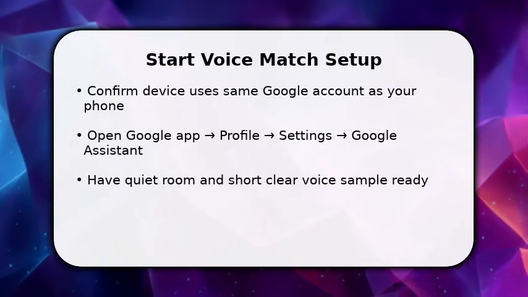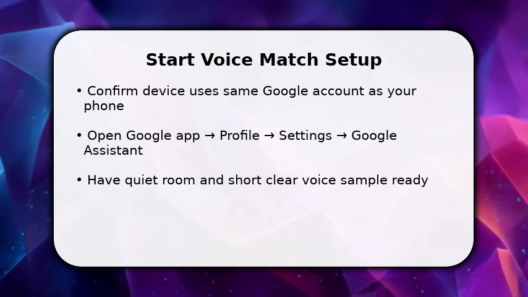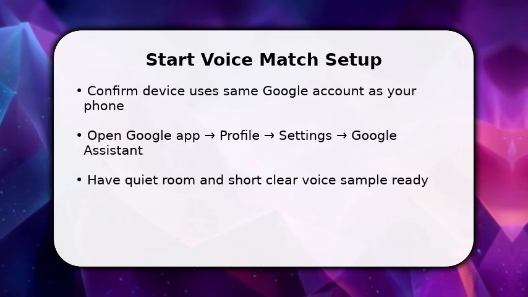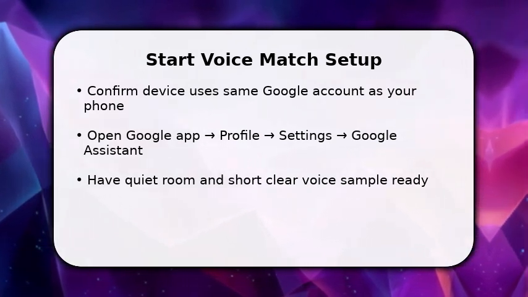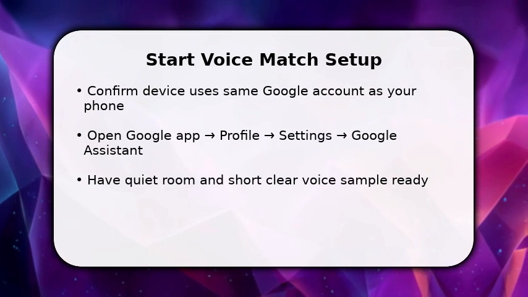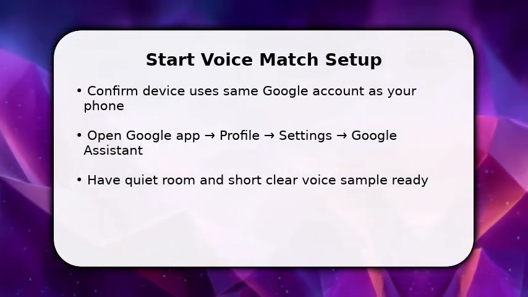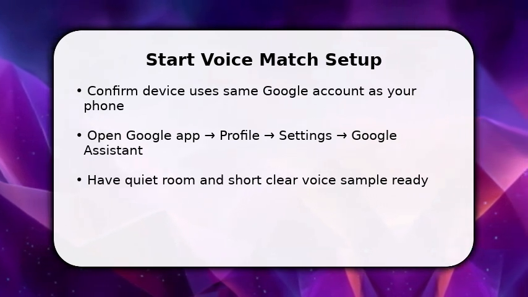You'll start by opening the Google app and navigating to Settings, then Google Assistant. This connects account and device. Make sure you're logged into the correct Google account and that the device is on the same Wi-Fi network. Once done, select Voice Match or Assistant Voice Settings to begin enrollment.